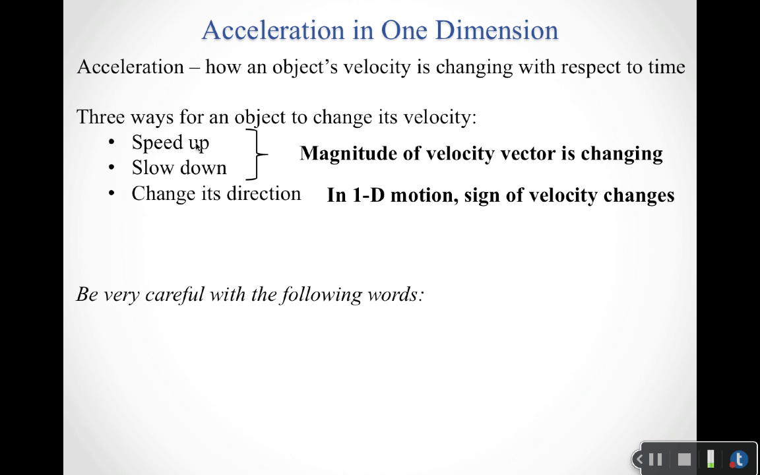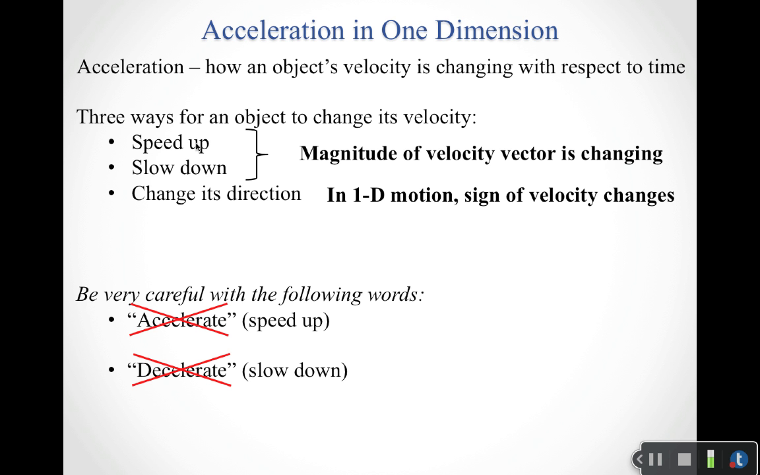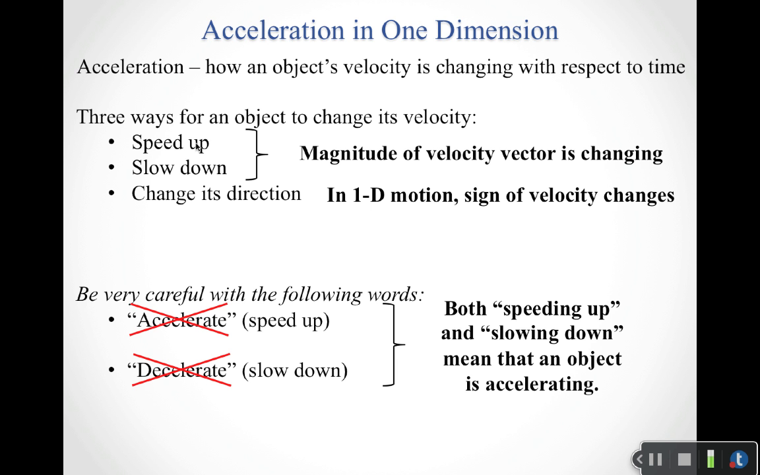All right, so there are a couple of words that we want to be very, very careful with when we're talking about acceleration. They're accelerate and decelerate. The problem is that we use them all the time in casual everyday language, where accelerate means speeding up and decelerate means slowing down. The danger here is that both speeding up and slowing down mean that an object is accelerating. There has to be acceleration for both those things to occur because you're clearly changing the object's velocity.